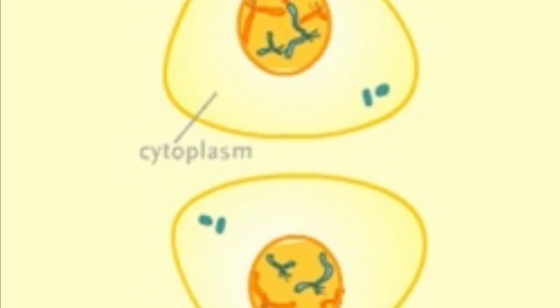The next step is going to be cytokinesis. In this step, the rest of the cell divides, and the division of the cell's cytoplasm is complete. So the entire process has been completed with a result of two identical cells.